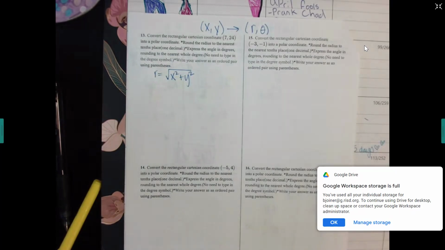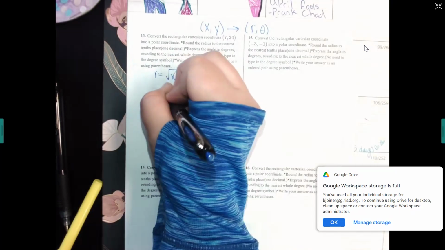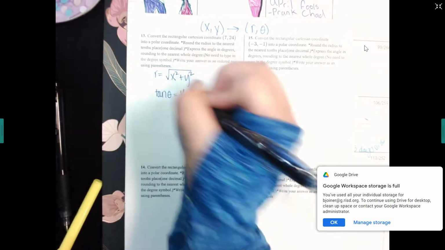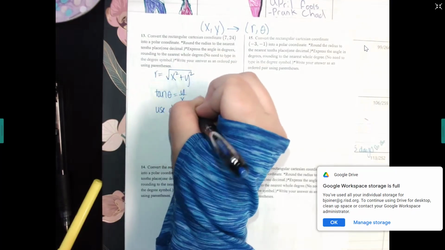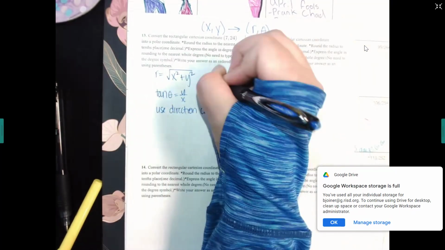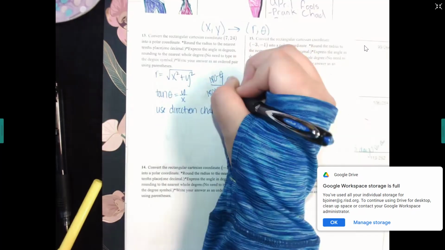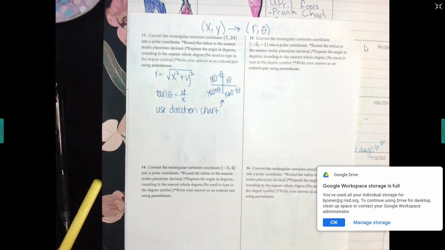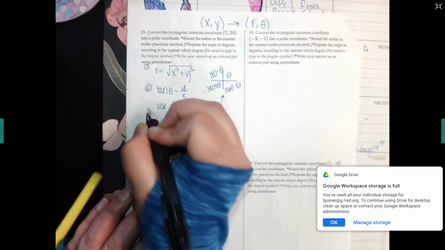When you're doing a squared plus b squared, we didn't include the negatives. Same thing here. And then for your angle, you'll do tan theta equals y over x, and then you're going to use your direction chart. If you don't remember what your direction chart is, I'll give it to you right here. It's theta, 180 minus, 180 plus, 360 minus. So it's step 1, step 2, step 3.